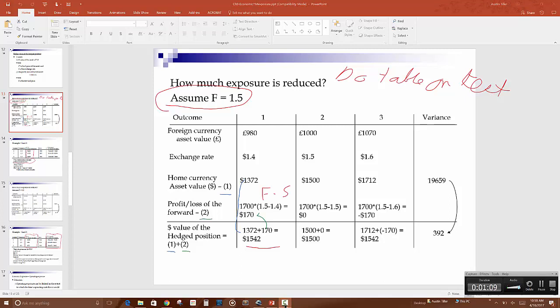Case number 2 is a special case where we have a fixed pound value, which is 1,000. So that's our exposure. Even though the exchange rate changes, of course that makes our dollar value change. But since the pound value is fixed, when we multiply the pound value with the exchange rate, we can perfectly line those 3 observations on the same line. So this is a case where we can completely eliminate the risk. So at the end, we have a 0 variance. We have $1,500 across the board.